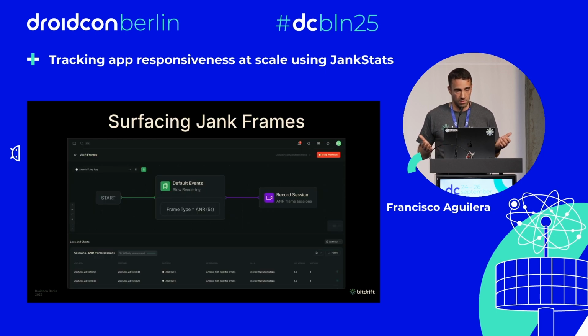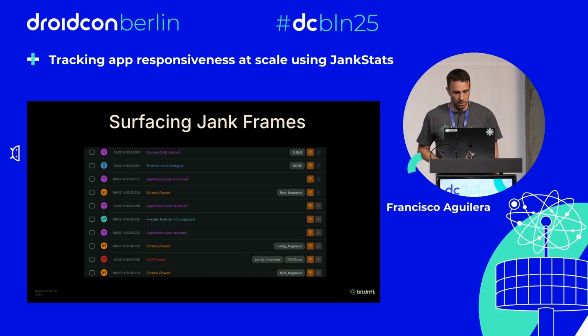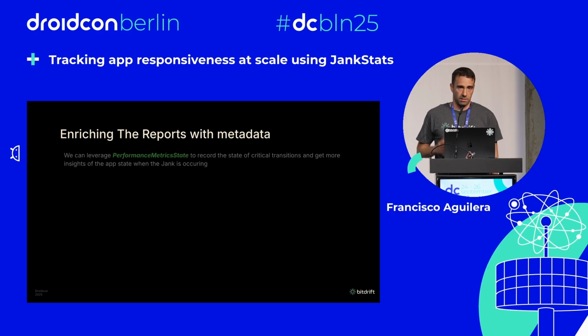So now let's say we only care about ANR frames. Now we can set up what we call a workflow, and we can capture all the sessions in the field that are seeing this behavior with ANR frames. That means we will be able to collect this. We know when that happens, and the duration. But again, we want to know more. We want to have the metadata of when that occurred, when that issue surfaced, which screen, what we were doing at that moment. So we can rely on the performance metric state to record that additional data.